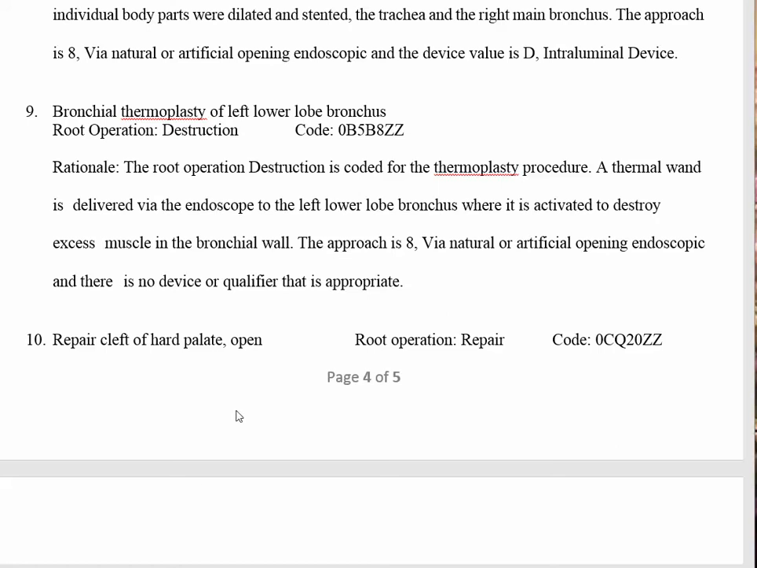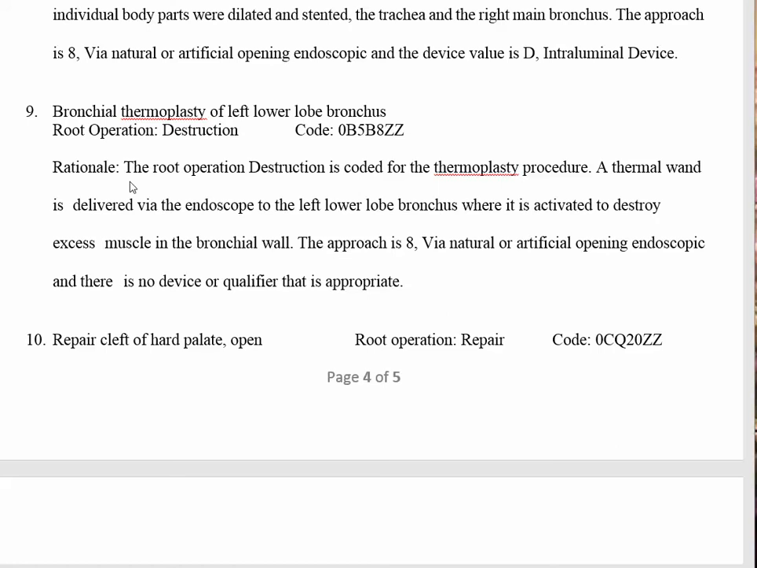There's no documentation of cutting into this patient. This is bronchial thermoplasty. How are they going to get to the bronchus? They're going to go through the mouth through an endoscopic device. End up being 0B5B8ZZ. I would love to see the word endoscopy done here, but if you had the entire chart, you would know that it was an endoscopic device, hopefully.